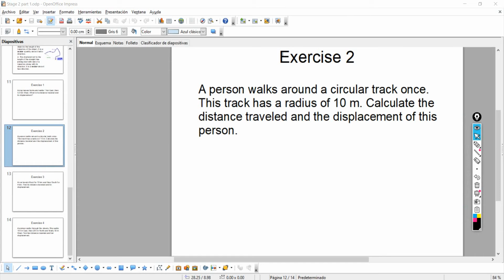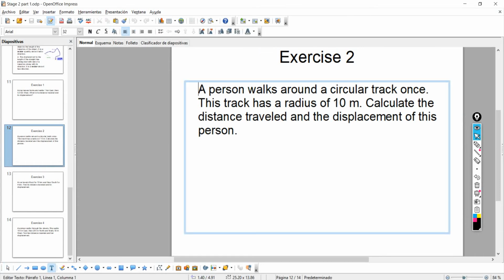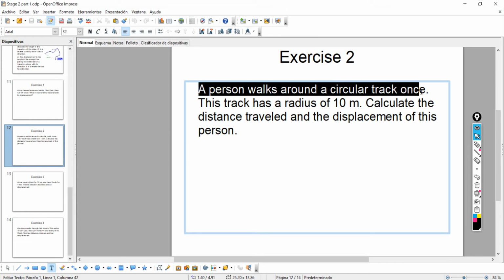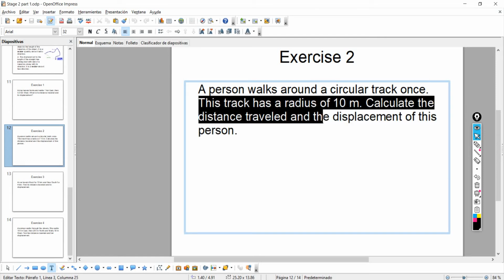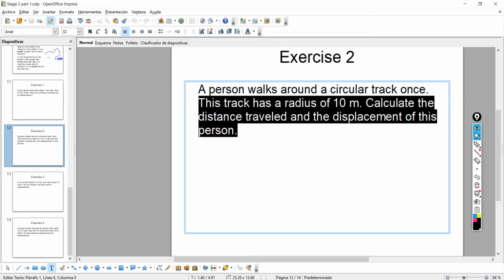So here we go. Exercise number 2. This problem says the following. A person walks around a circular track once. This track has a radius of 10 meters. Calculate the distance traveled and the displacement of this person. So let's start.